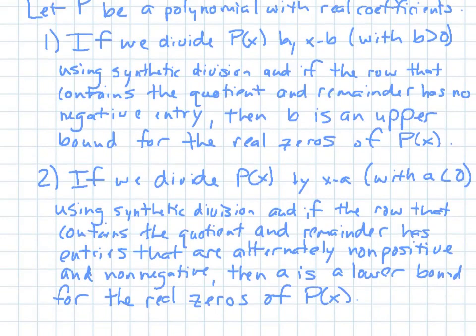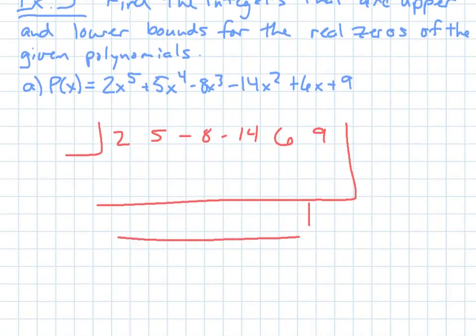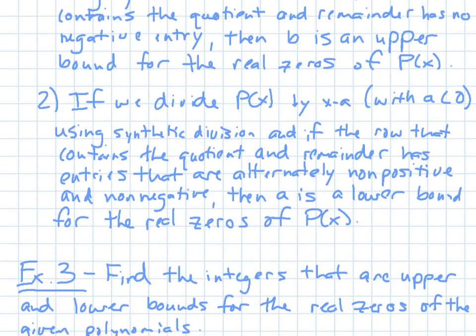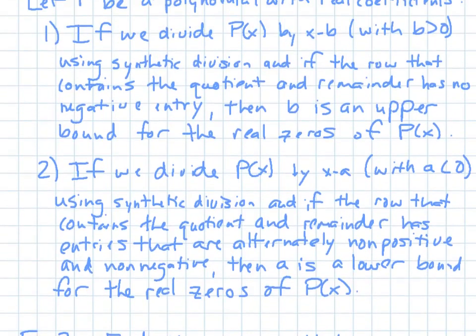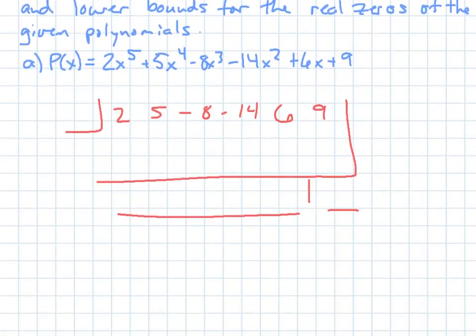If I get the quotient and remainder line, this part right here, and it's filled with values that are not negative, so there are no negative entries, all positive or 0, then that means it must be an upper bound. Now you can always have a number that's smaller than that.